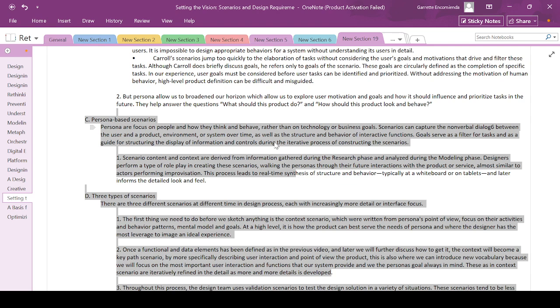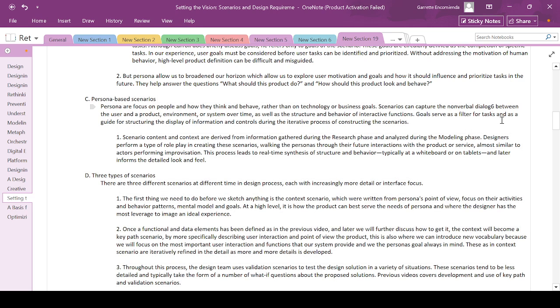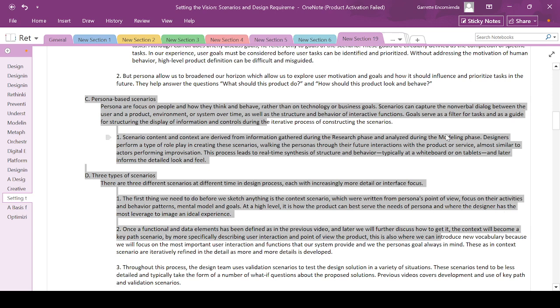Scenarios can capture the nonverbal dialogue between the user and a product, environment, or system over time, as well as the structure and behavior of interactive functions. So its goal serves as a filter for tasks and as a guide for structuring the display of information and controls during the iterative process of constructing the scenarios.